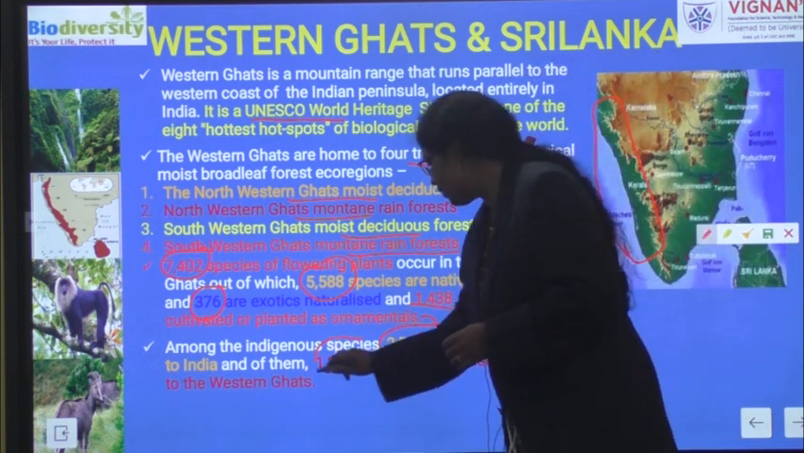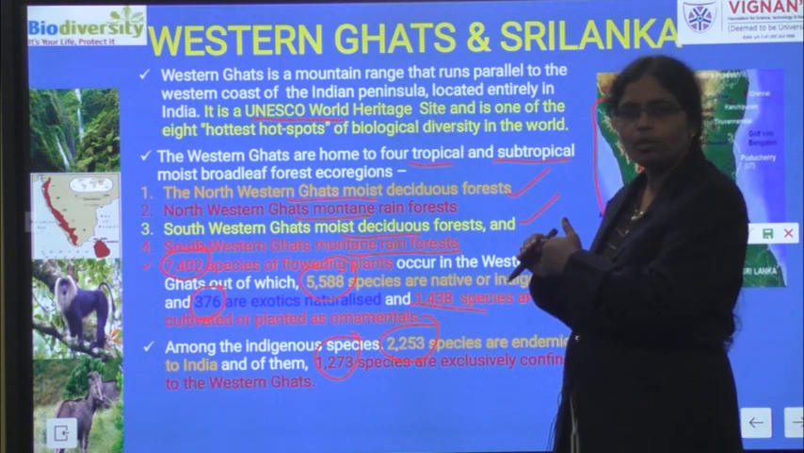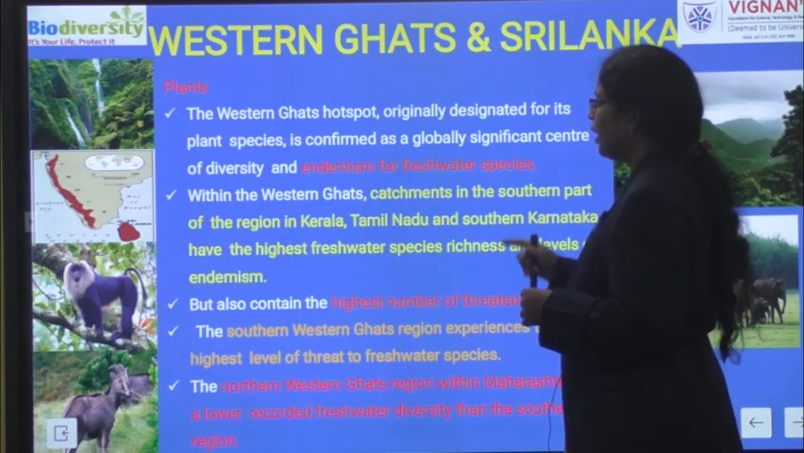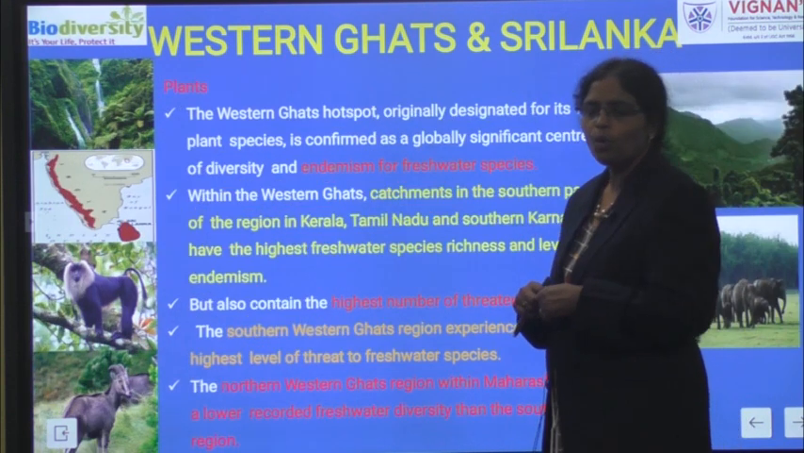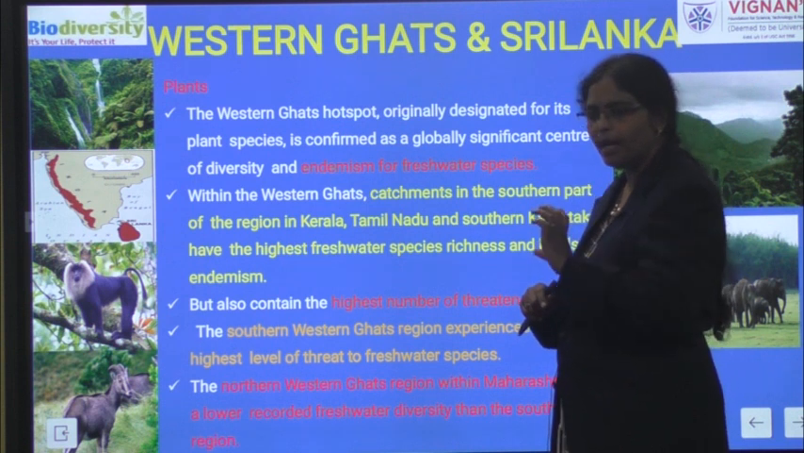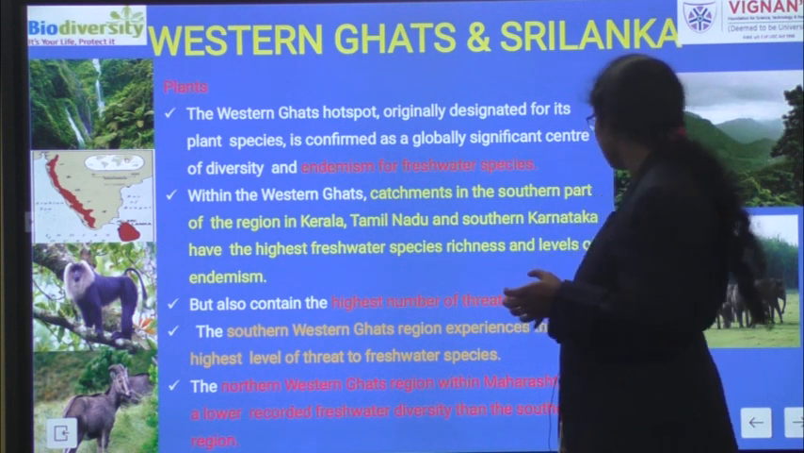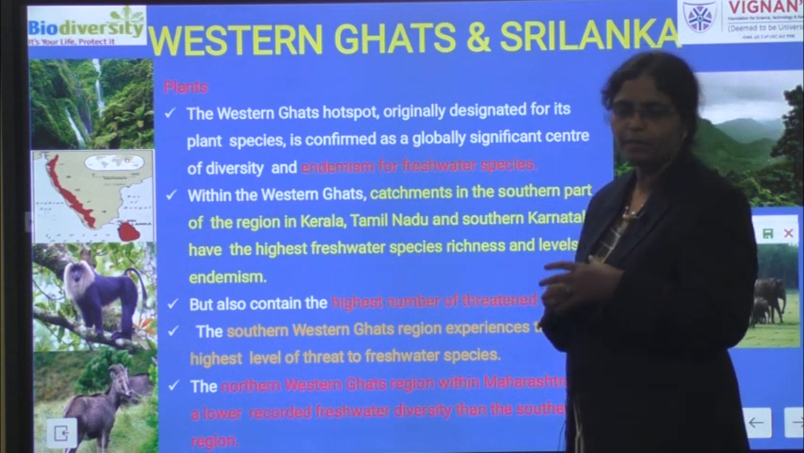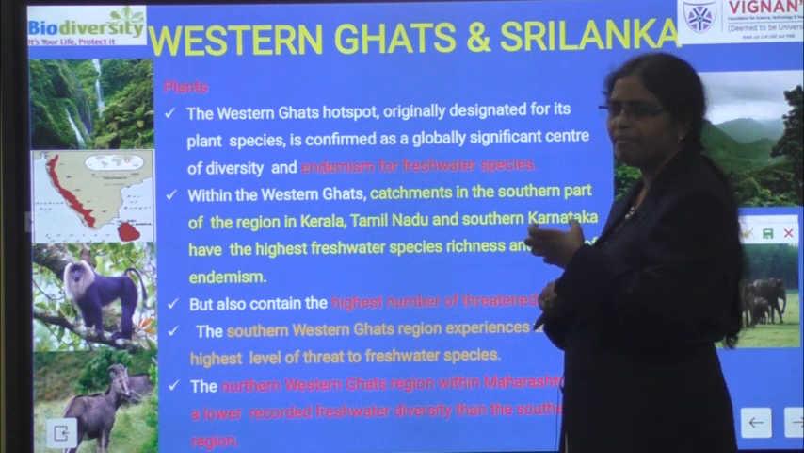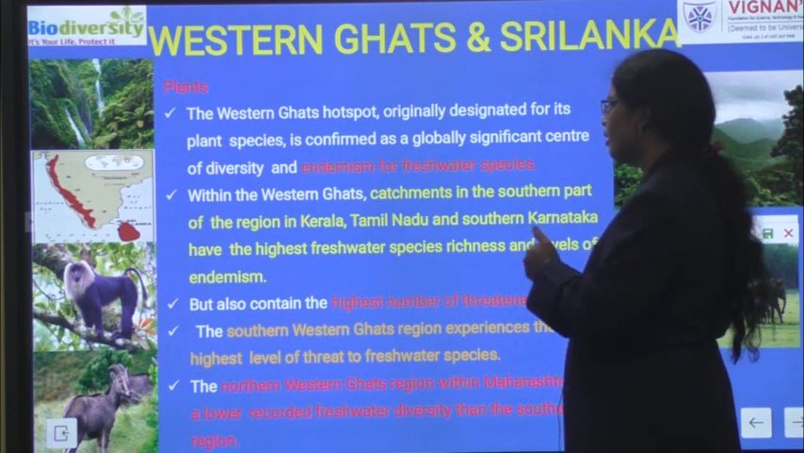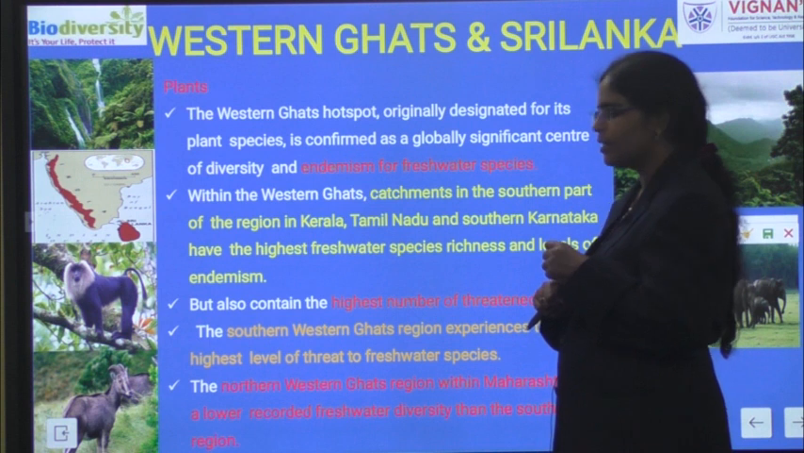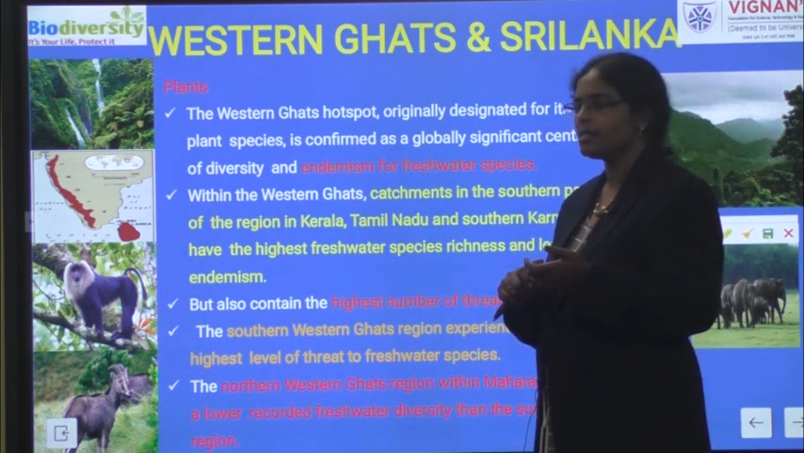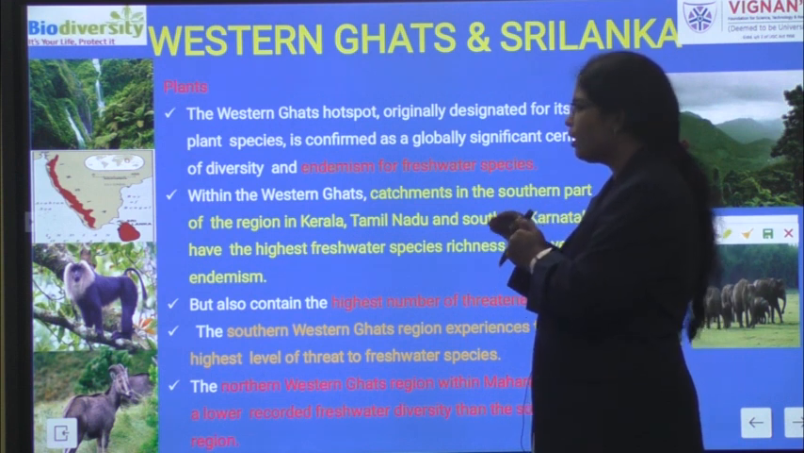Of these, 1273 species are exclusively located in this Western Ghats biodiversity region. And if you see the plants, in any hotspot region, plants occupy a major portion. Here also in the Western Ghats region, plants occupy the majority portion, and a variety of plants are endemic to this region: ornamental plants, vascular plants, and again aquatic plants. All these are endemic to this region.